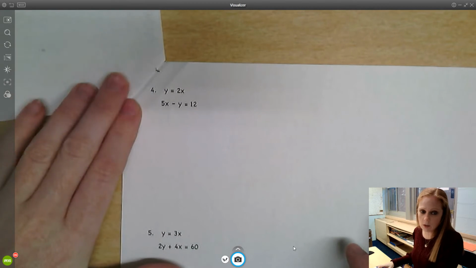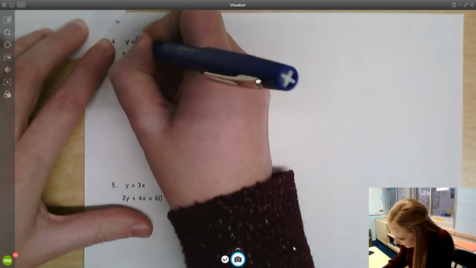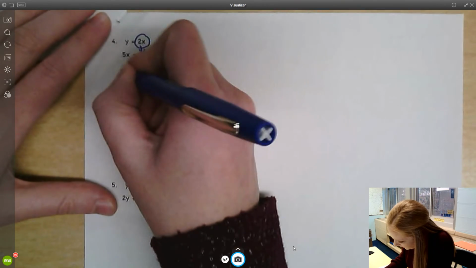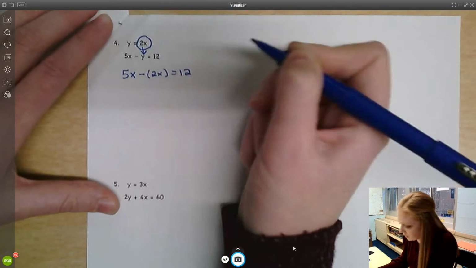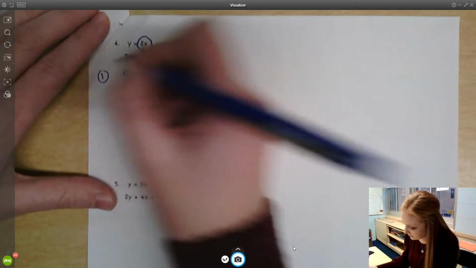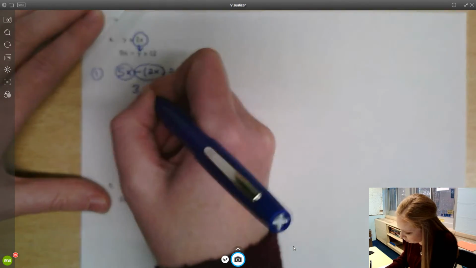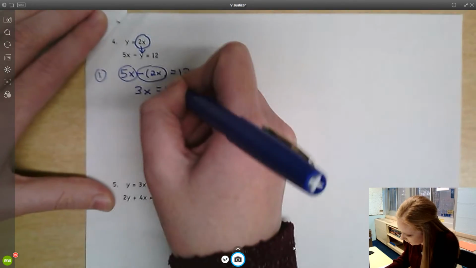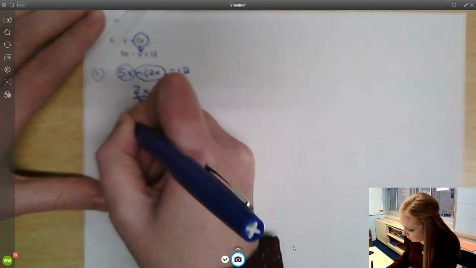All right, number 4, we no longer just have a constant that y or x is equaling. Here, y is equaling 2x. So we have to take 2x and plug that in for y, and then we'll solve for x and then go back and solve for y. Okay, so when we plug that in, we get 5x minus 2x equals 12. Okay, so we're going to solve for x here. That's our first step. 5x minus 2x, well, we can combine like terms. That's 3x, right? They both have an x, so just do 5 minus 2 and tag along the x. 3x equals 12. Divide both sides by 3, and we determine that x equals 4.